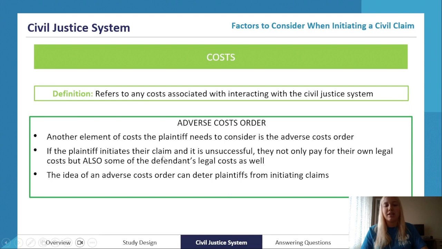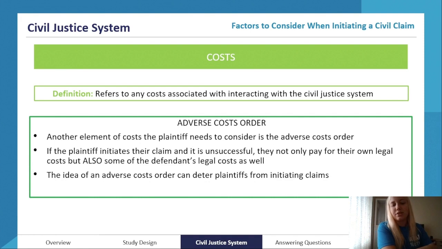So if the plaintiff initiates their claim and it is unsuccessful, they not only pay for their own legal costs, but also some of the defendant's legal costs as well. Note that it says some, because the adverse cost order never covers all of your legal expenses, just some.